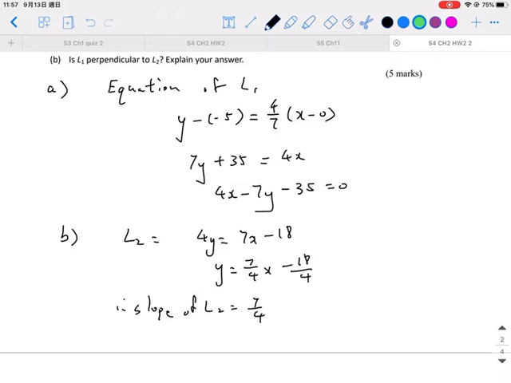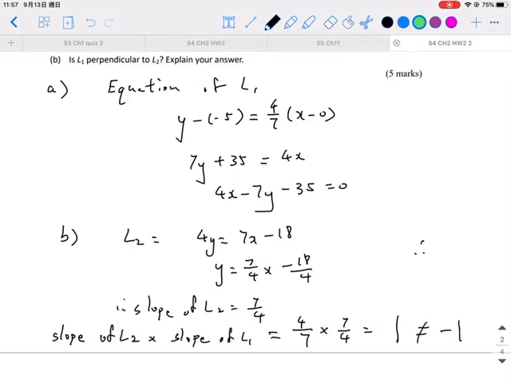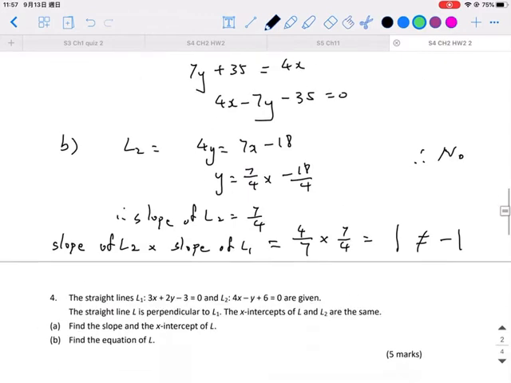And if we multiply this to the slope of L1, so slope of L2 times slope of L1, which should be equal to 4/7 times 7/4, which is equal to 1. Okay, remember it's 1 only, not equal to -1. So the answer is no. Remember, if their multiplication is equal to -1, then yes. If no, then no.